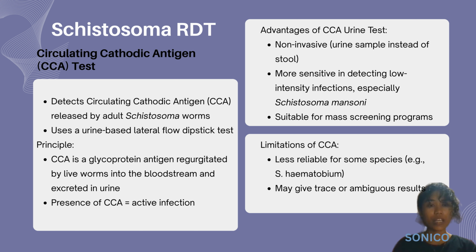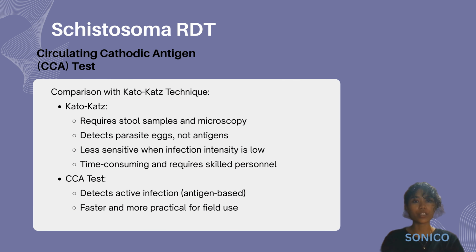However, the CCA test also has limitations. It may be less reliable for certain species like Schistosoma haematobium, and sometimes results may appear as streaks, which can be difficult to interpret. Compared to the traditional Kato-Katz technique, which requires stool samples and microscopic examination of parasite eggs, the CCA test is more practical and can detect active infections even in cases with low parasite burden. That's why it is considered non-invasive and much more reliable than the Kato-Katz technique.